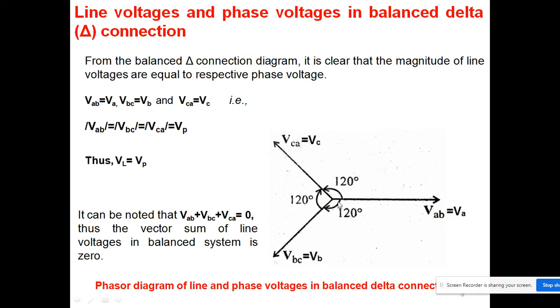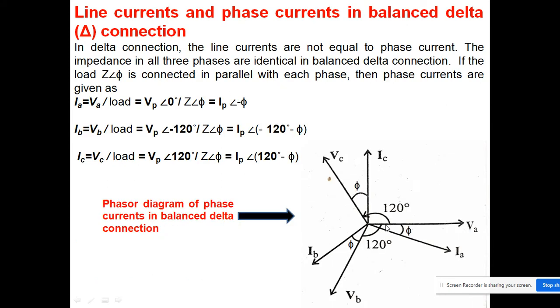So in the clockwise direction it is 240 with respect to VA, and if you are considering the anti-clockwise direction with respect to VA, then it is 120. So whether we are talking about the line voltage or the phase voltage, both are equal in this case. Now we will see the line current and phase current in the balanced delta connection.